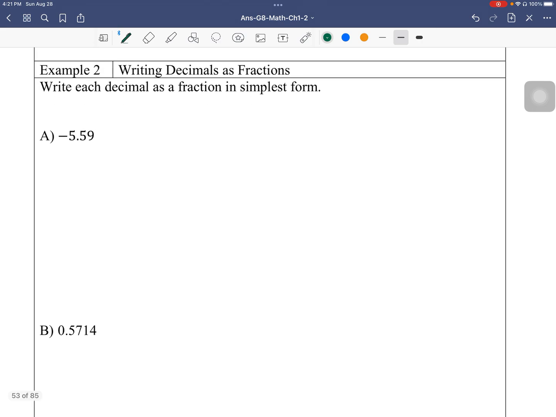Now I have example 2. Example 2 is that I want to write decimals as fractions, each in the simplest form. So to write decimals as fractions, for the first one I got negative 5 and 59 over 100. And for question B, I got 5714 over 10000 because there are 1, 2, 3, 4 digits here. So it's 40, and then I divide it by 2.